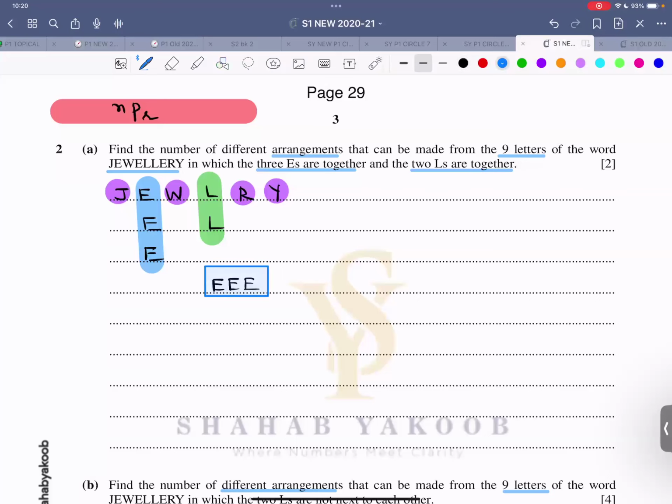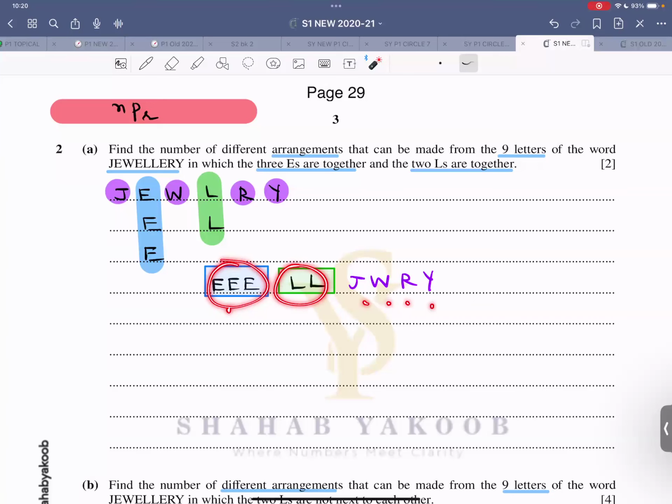Let me write the 2 L's together and let me draw a box around it. And what is left? So now what are we left with? We are left with J, W, R, and Y. So there are 2 boxes over here, the 2 boxes because they were 2 separate together. So first of all, the 3 E's were together, the 2 L's were together, and then J, W, R, Y.